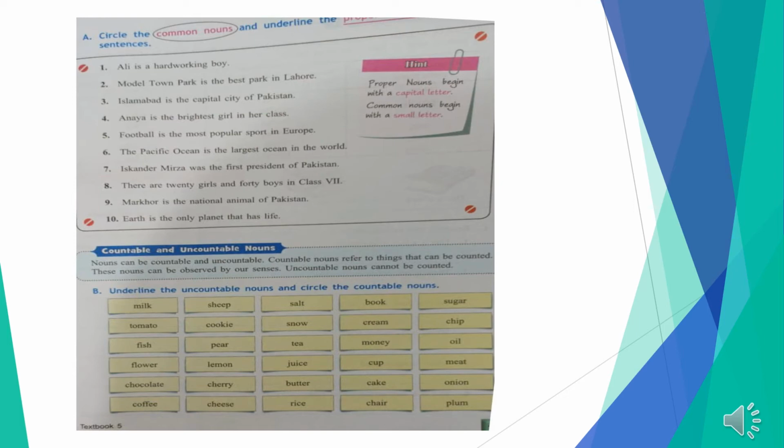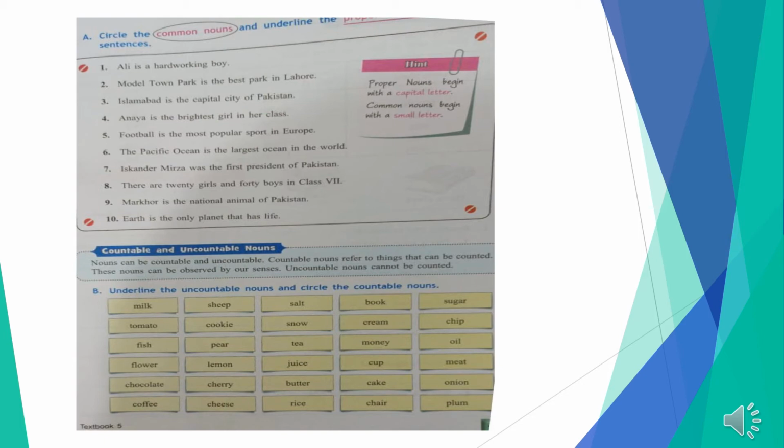Islamabad is the capital city of Pakistan. Underline Islamabad and Pakistan and circle capital city. Anaya is the brightest girl in her class. Underline Anaya and circle girl or class. Football is the most popular sport in Europe. You have to underline football and Europe and you can circle sport.